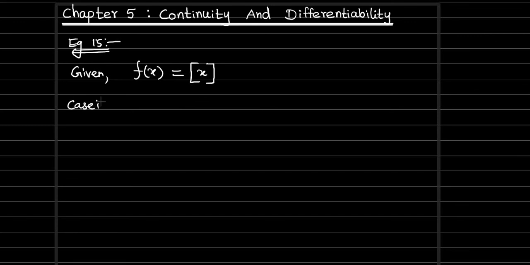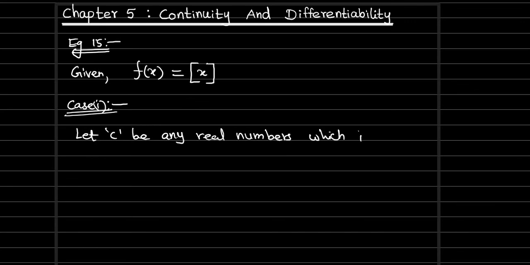Case 1, only for the integers. Only for the real numbers. So how many real numbers do we have? Infinite real numbers we have, right? So let C be any real number, at the same time excluding the integers. So let C be any real number which is not equal to any integer, excluding integers in this case 1.